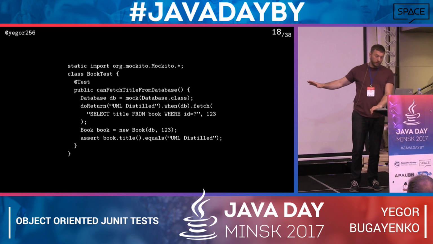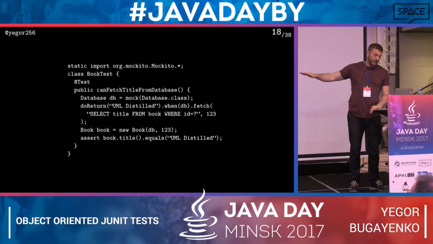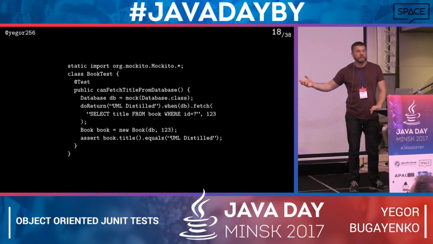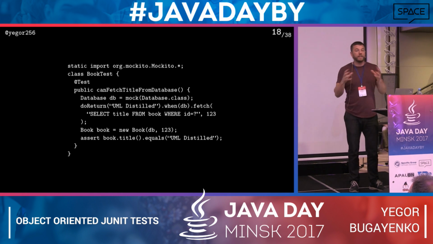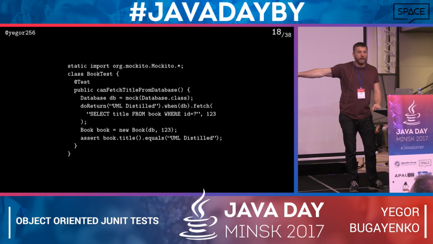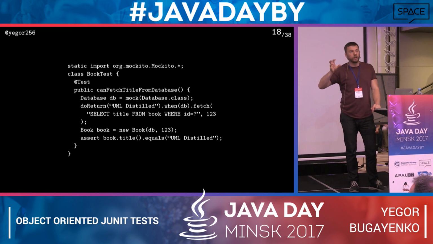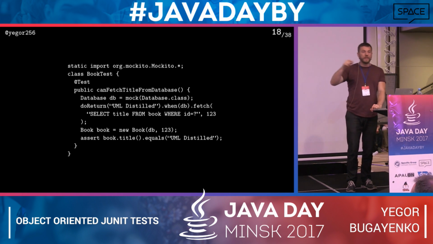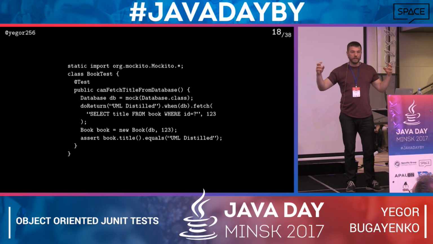So we are trying to assert. We're calling book.title, and then one line up, we're creating the book and providing the database as a dependency for the book. And a few lines more up, we need to create that database, that fake database, not a real database. We don't want to go to MySQL, so how are we doing that? We're using the function mock. It's a static method from Mockito. So mock with Database.class will create something which looks like a database. And then the next line we say return UML Distilled when somebody connects to this database and says fetch and then this whole SQL request.